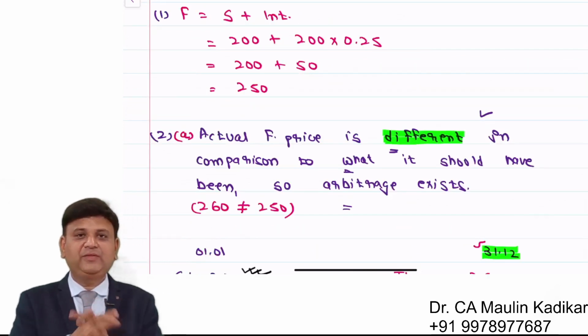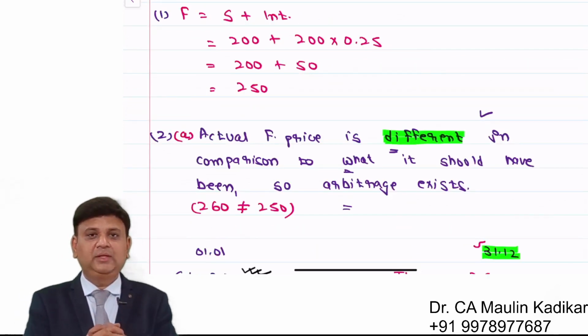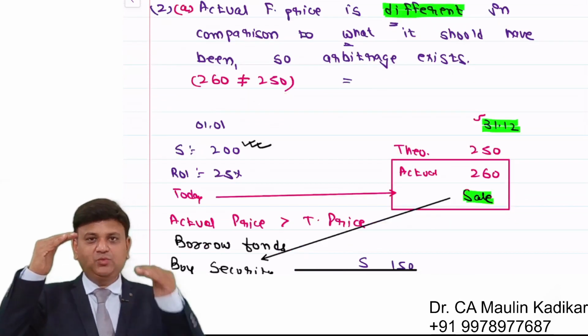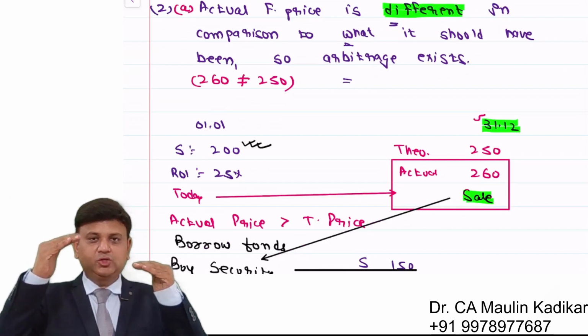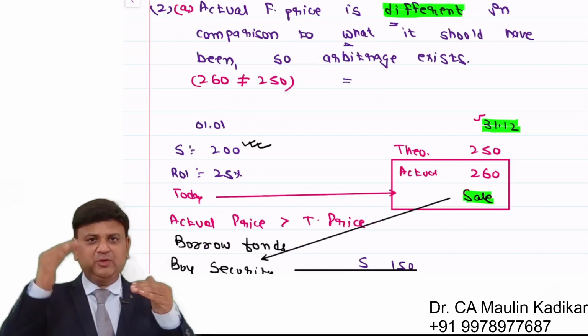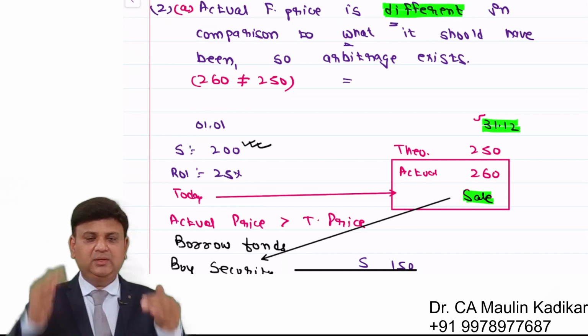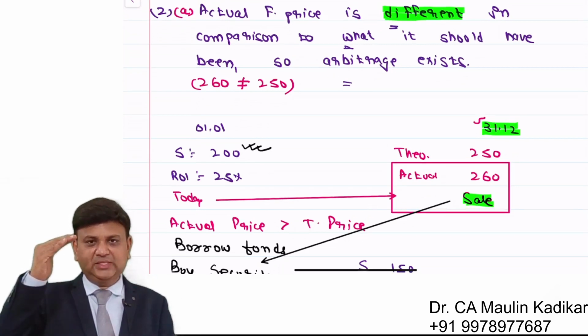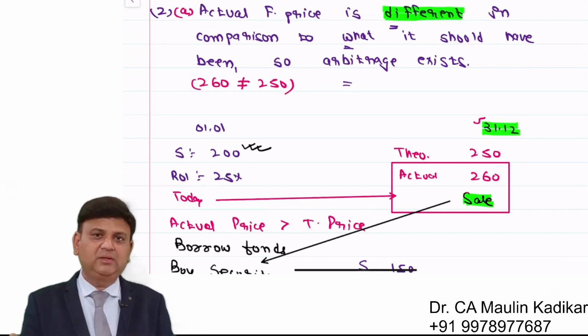A small summary of the entire question. In the first part of the question, theoretically price is required to be found. It is spot plus interest, 250. Actual price is 260. It is more than 250. So whether arbitrage exists? Yes. Why? Because both of them are different. How will you make arbitrage? Simple. Price is more? Yes. So sell in the forward.